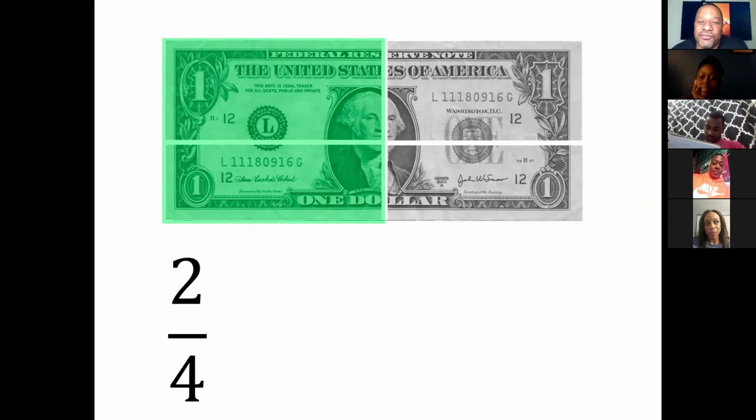If we split a dollar into 4 pieces, what coin would that be? Well, how many is this? Sarah, repeat the question, please. 2 out of 4 pieces of the dollar. How much money is that?